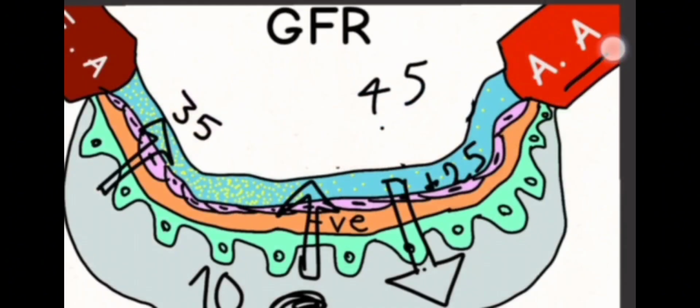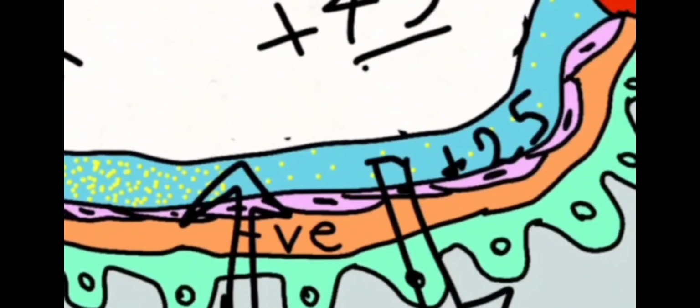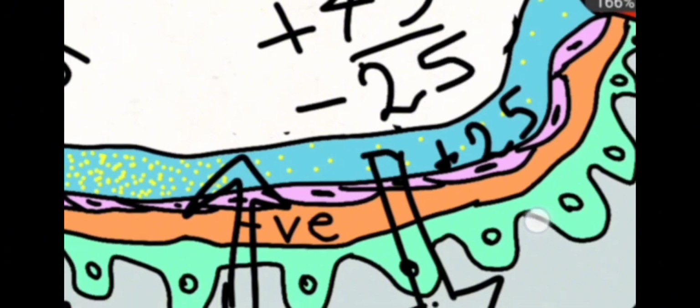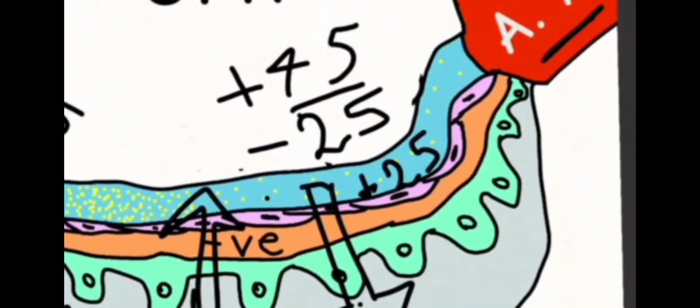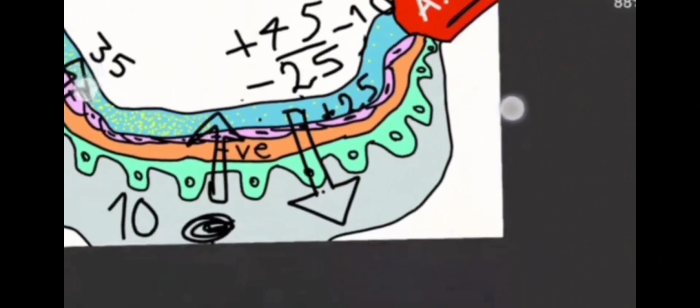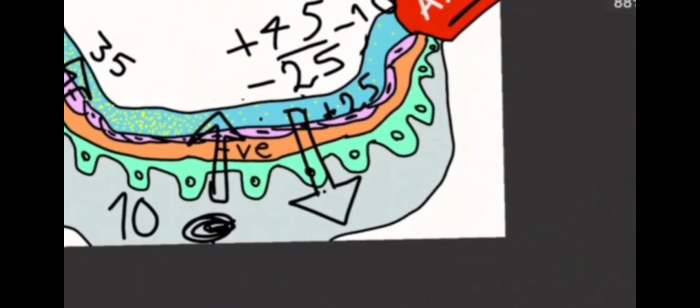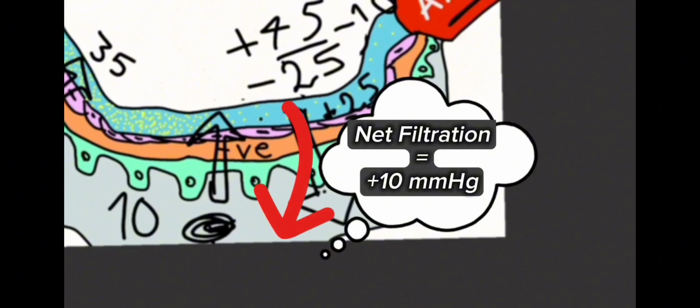Now let's do the math for the afferent arteriolar end of the glomerular capillary. Hydrostatic pressure of 45, oncotic pressure of minus 25, Bowman space pressure of minus 10. So the net filtration pressure, 45 minus 25 minus 10, equals 10 mm mercury. That means filtration happens at the afferent arteriolar end.